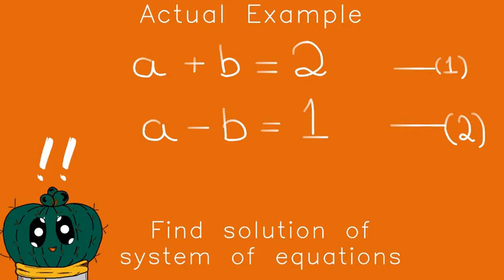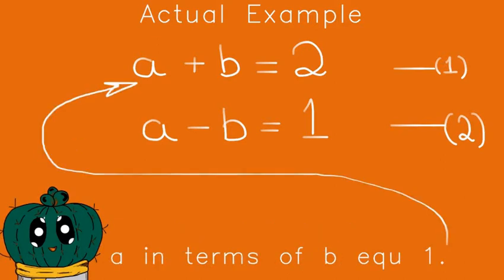This is not tough. We can just do this in like 2 minutes or something. So we want to find the values of a and b. Again, the solution of the system of equations in this case is going to be the value of a and the value of b. So let's actually do that.